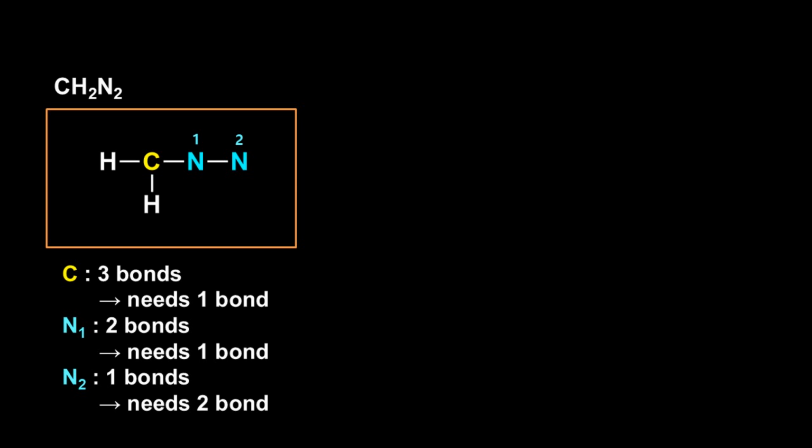Right now, carbon is forming 3 bonds, but since carbon usually forms 4, it still needs one more bond to be complete. The middle nitrogen, let's call it N1, is forming 2 bonds, but nitrogen typically forms 3, so this atom also needs one more bond. Now for the terminal nitrogen, or N2. It currently has only one bond. And because nitrogen likes to have 3 bonds, this atom still needs 2 more to reach a stable configuration.